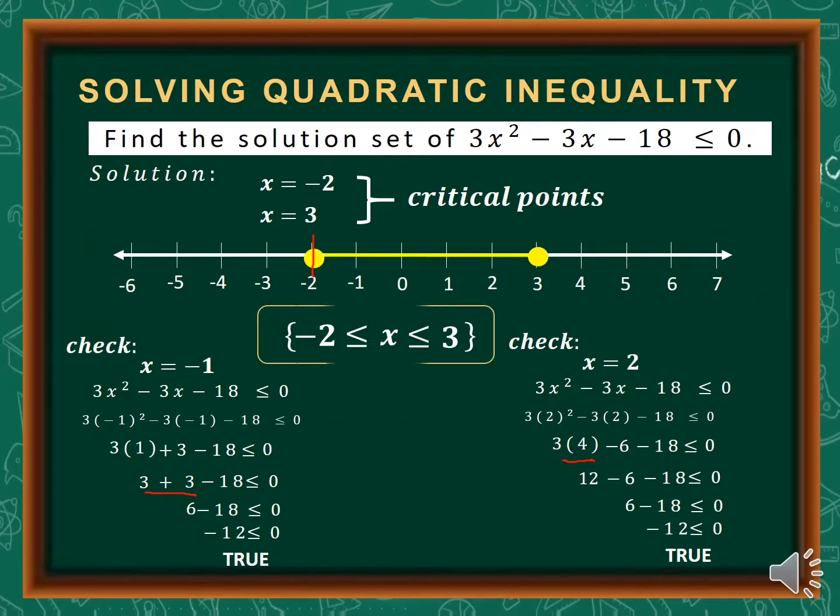Okay? So, therefore, this is our solution set. So, x is greater than, this is how we read it. X is greater than or equal to negative 2, but less than or equal to positive 3. Did you understand?